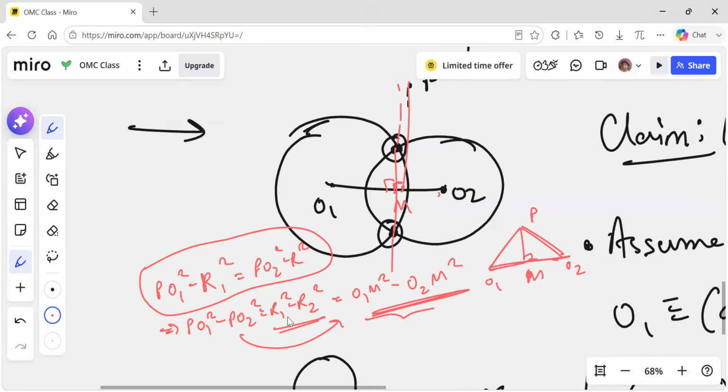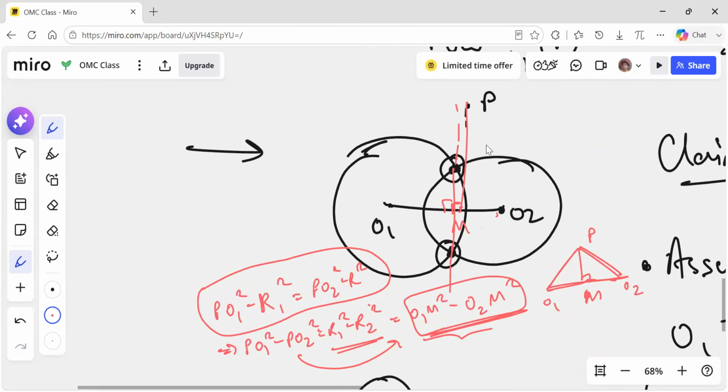And then he's claiming that R1 square minus R2 square is constant. So this value should also be constant. And since M lies on the segment O1O2, M should be fixed. And since M is fixed, all the points which satisfy this will be on the perpendicular through M.